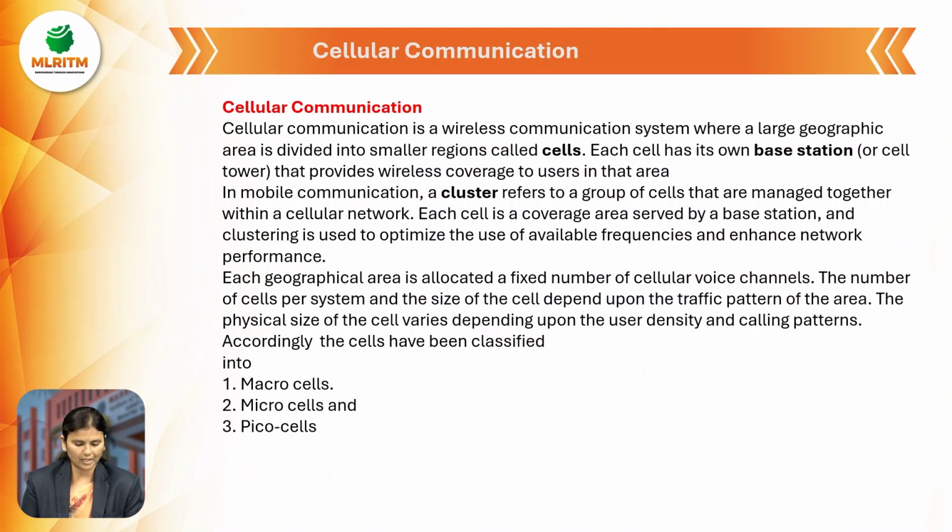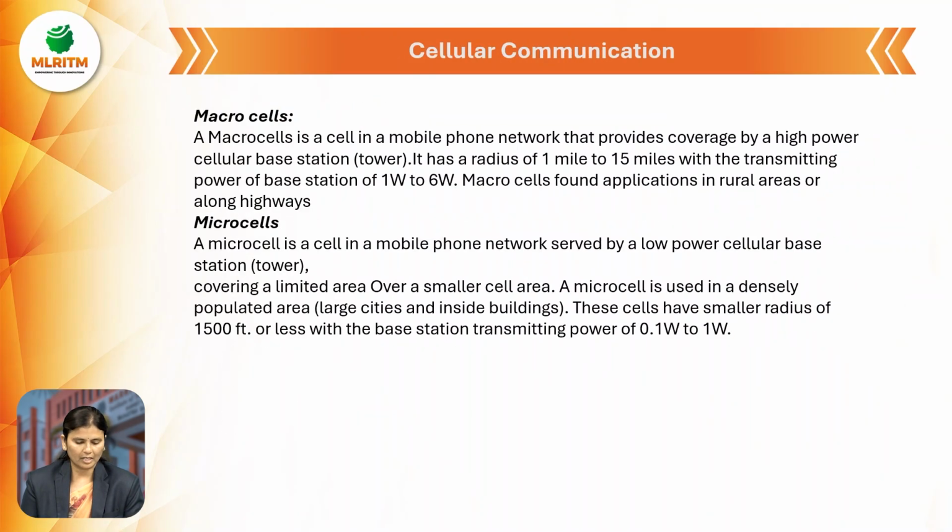According to the cell size, we divide the cells into three types. They are macrocells, microcells and picocells. A macrocell is a cell in a mobile phone network that provides coverage by a high power cellular base station. It has a radius of 1 mile to 15 miles, with the transmitting power of the base station being 1 watt to 6 watt. Macrocells find applications in rural areas or along the highways.